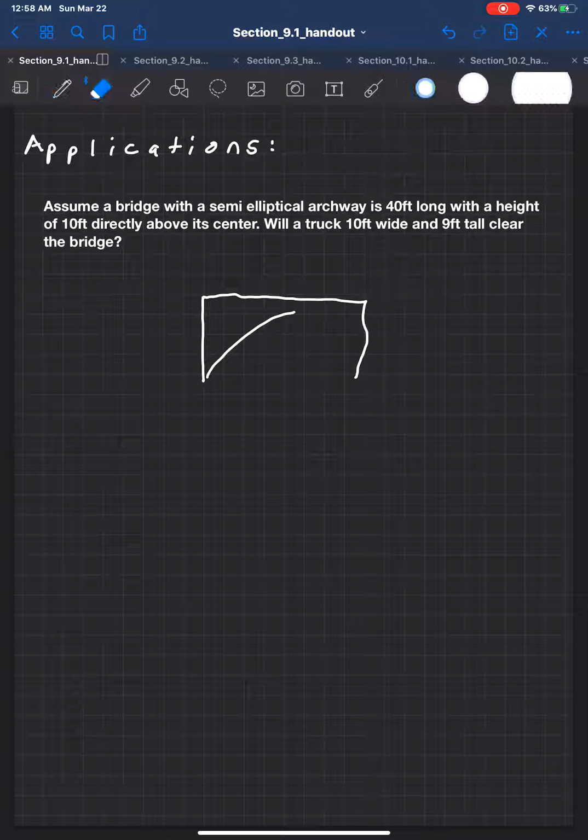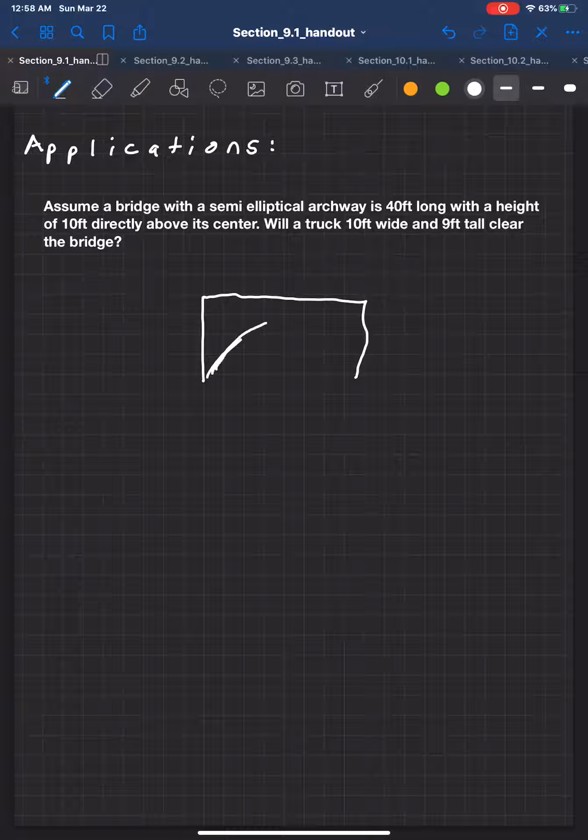Oh, God, it's not easy writing with this pen. Stop laughing at me. All right, something like this. By the way, if you see a bridge like that, you probably should not drive on it.